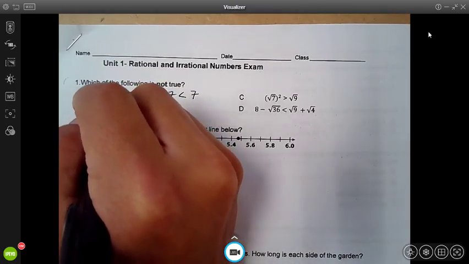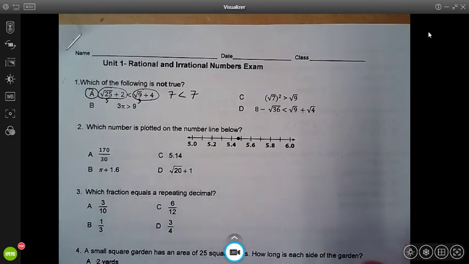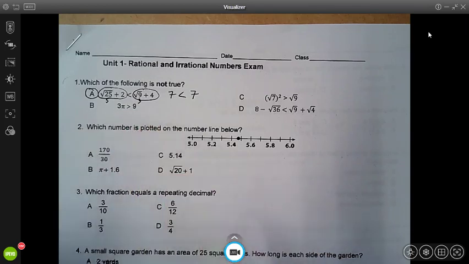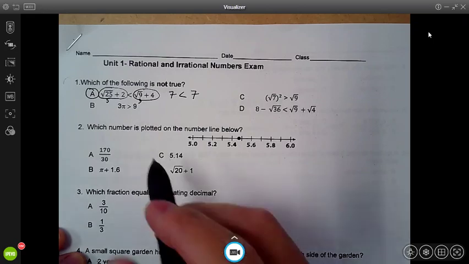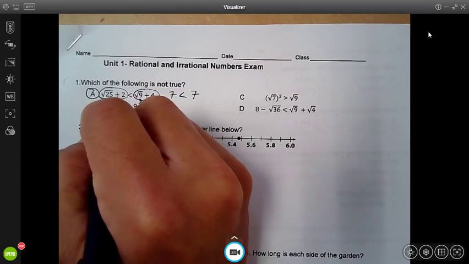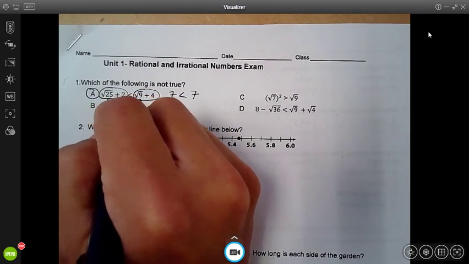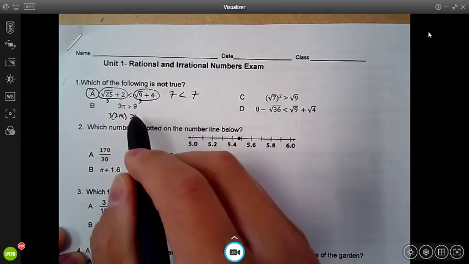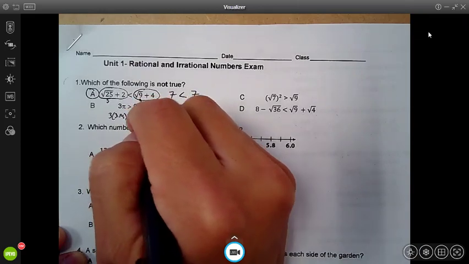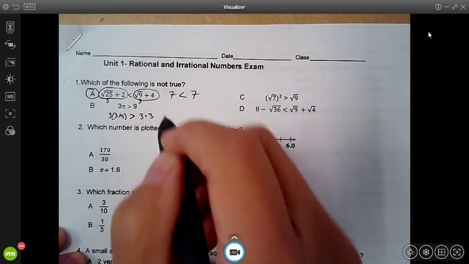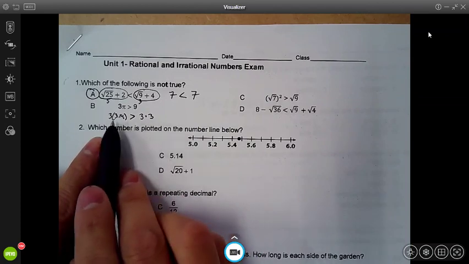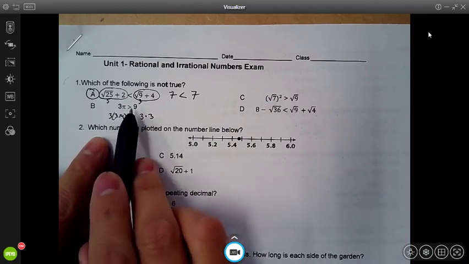But if you missed this one, let's go ahead and look at the other ones also. Because you chose one of the other ones, we'll see why you shouldn't have chosen it. So for B, this is 3 times 3.14. And then it says that's greater than 9. Well, 9 is 3 times 3. So 3.14 is going to be bigger than 3. Right? 3 times 3.14 should be bigger than 3. This is a correct statement.